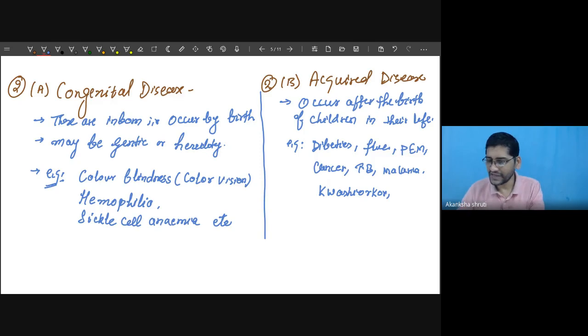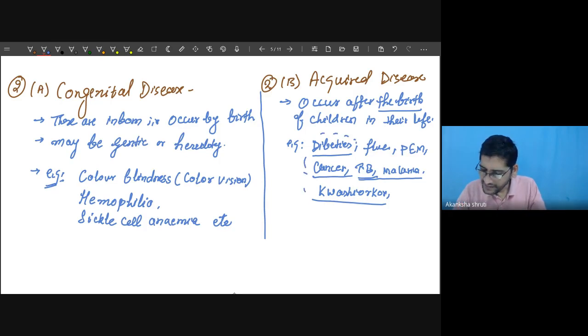So these are acquired diseases which have occurred after birth. Here we have diabetes and cancer, which are non-communicable, but TB is communicable. Even malaria is communicable, carried by the mosquito. So here we can write: kwashiorkor, rickets, PEM are non-communicable, but TB and malaria are communicable.